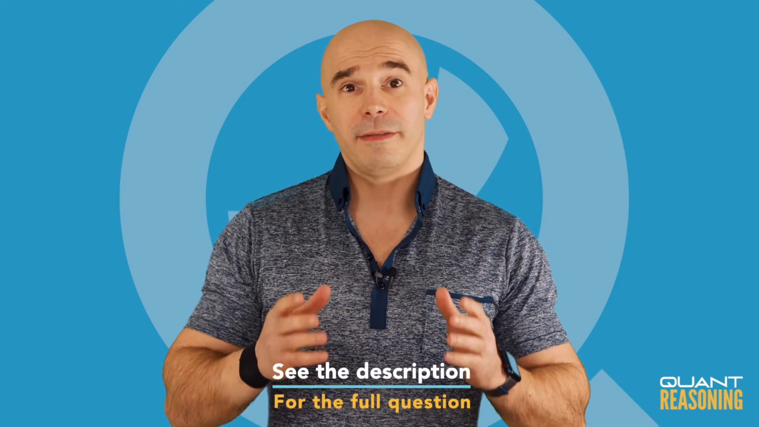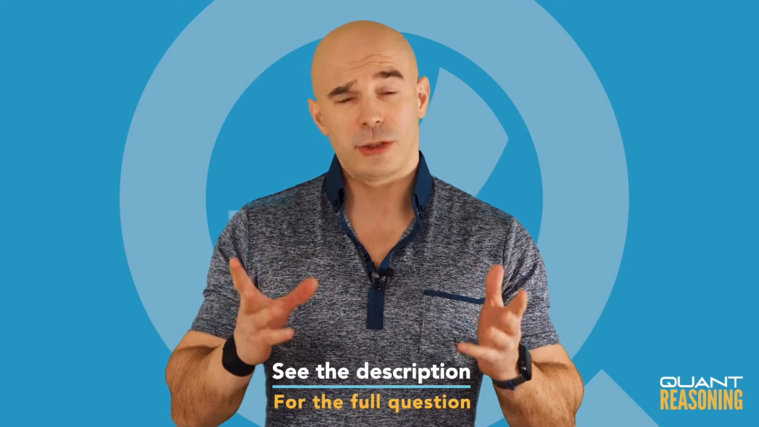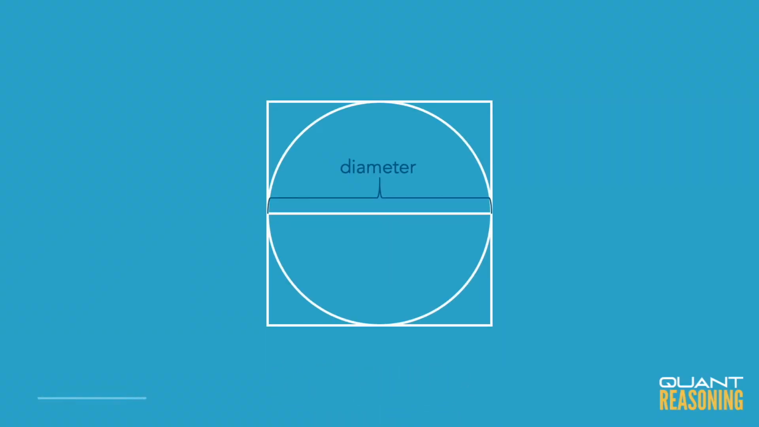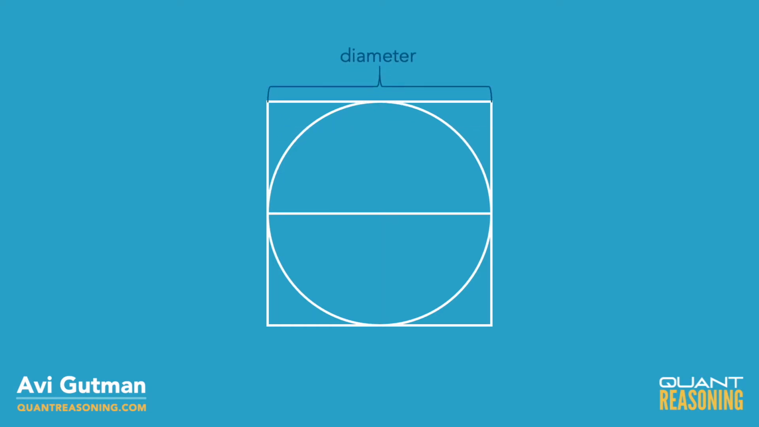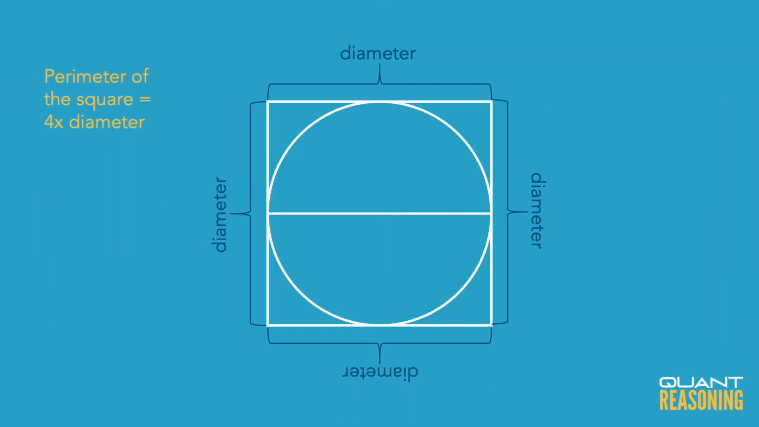So in this question, we have an inscribed circle within a square, and we might need to draw that just to see that the diameter of the circle is going to be exactly equal to each of the sides of the square. Now they want to know the perimeter of the square, so for the perimeter we'd have to take 4 times the diameter of the circle, and what we're given for the circle is the circumference.